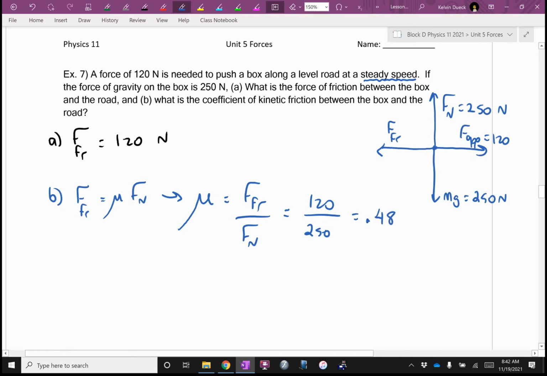Ooh, Dan, what are the units for the coefficient of friction? It's a trick question. You know how you can tell? What are the units for force? Newtons. You'd have newtons divided by newtons. Those would cancel. No unit. That's why there's no units. It's a ratio. Good job.